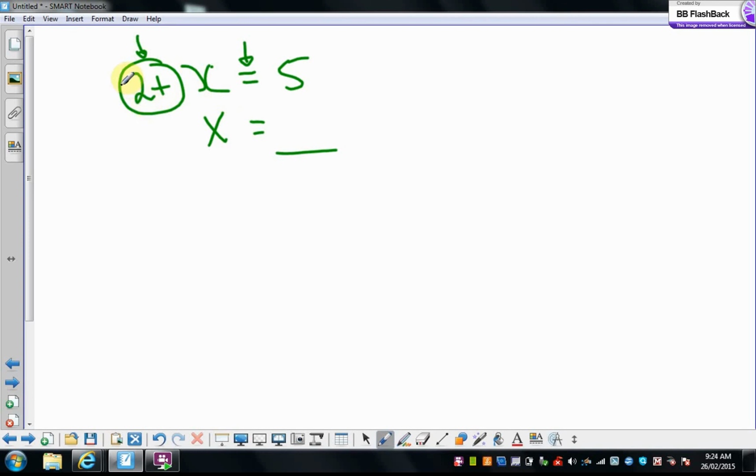So I have a 2 on this side, and the 2 is adding to the x. So I could rewrite this as x plus 2 if I wanted to. And when I bring it across, I need to subtract. So that is x is equal to 3.